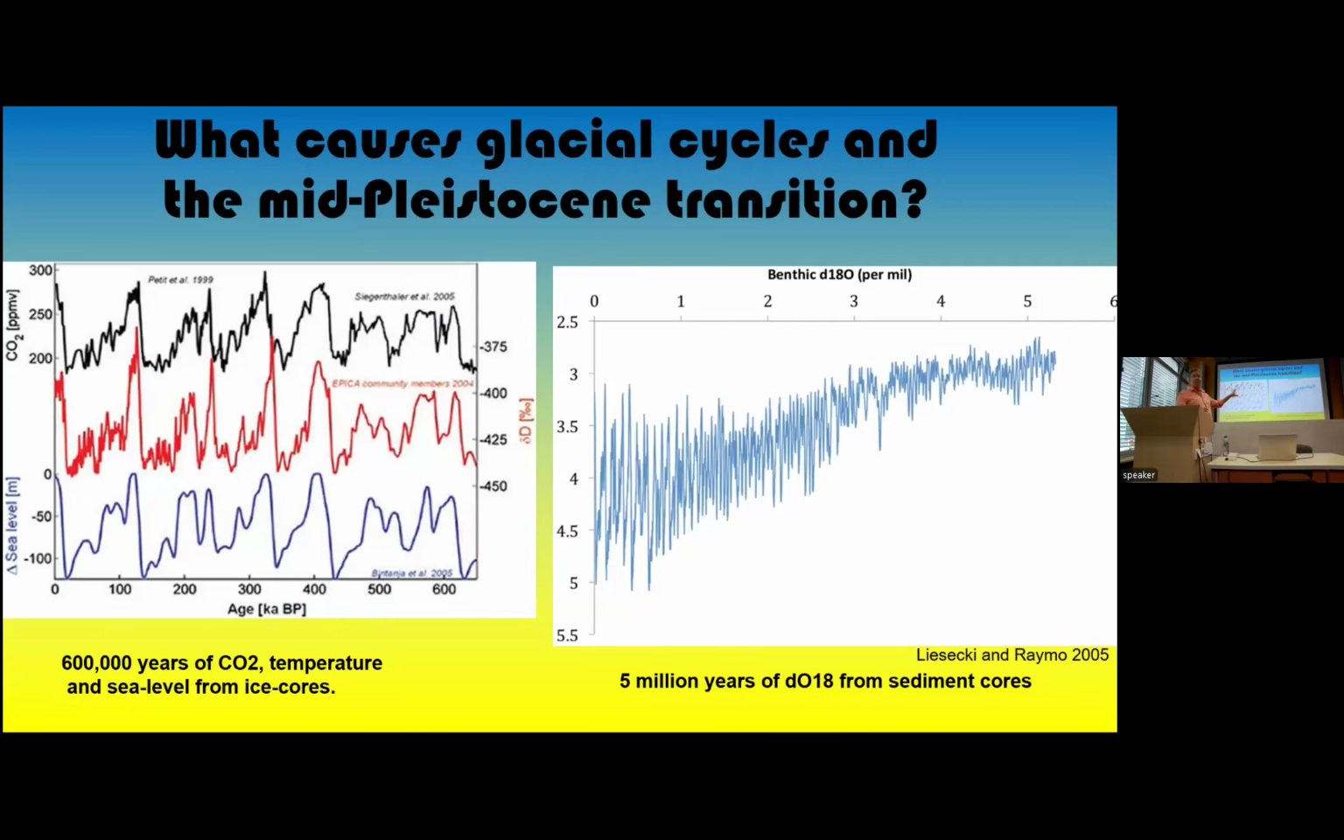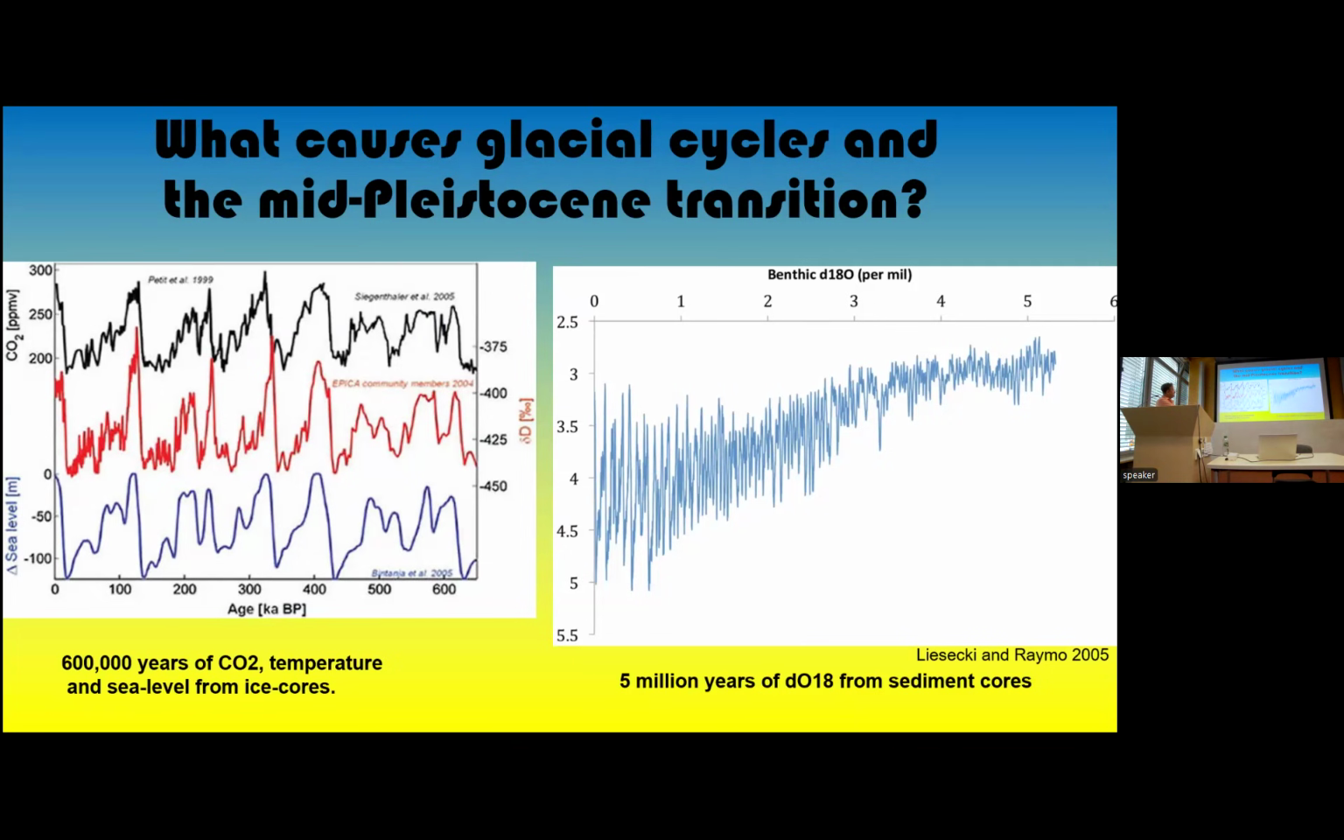We want to apply these emulator techniques to even longer time series where we will not be able to run or explore them with our climate models. So one big question is what causes glacial cycles and what causes the mid-Pleistocene transition. If you look at the ice core records, in the bubbles you trap CO2, and the isotope ratio in the ice gives you some information about the volume of the ice sheets and the temperature. We see that we have these glacial cycles here. Let's look at temperature in Antarctica.